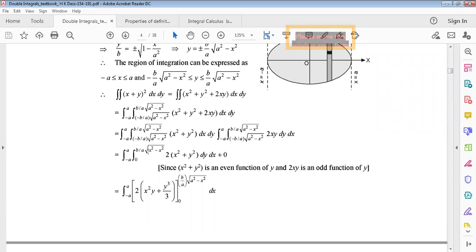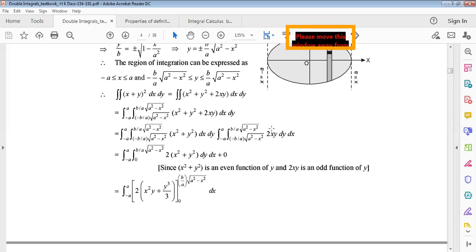Now minus a to a, 0 to b by a times this. Since x square plus y square is an even function of y, minus this to this can be taken as 2 into 0 to this. We take 0 to the upper limit and multiply by 2 because this is an even function of y. Again, 2xy is an odd function. Remember it: if there is an odd function and the range is minus this to plus this, then the integral will be 0 for the odd function.